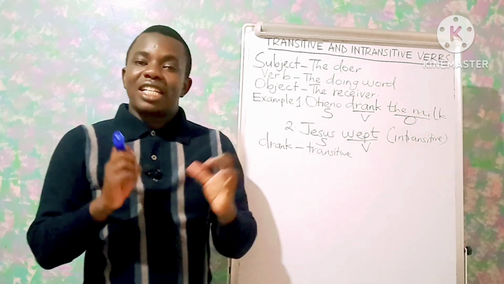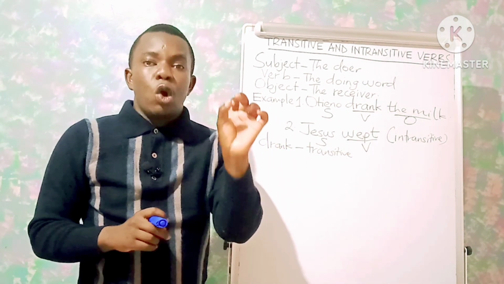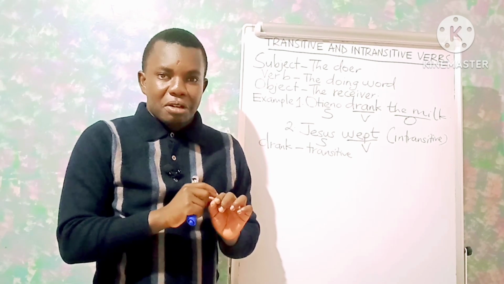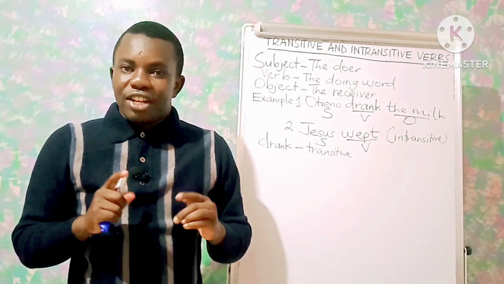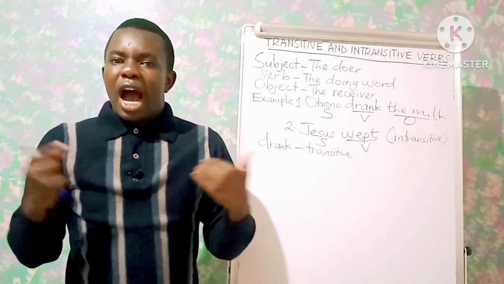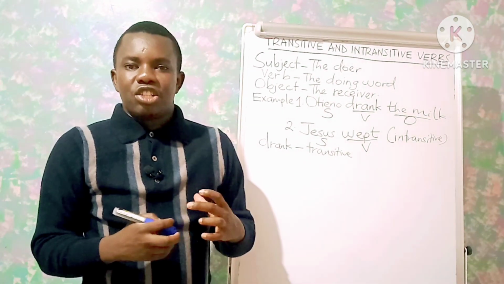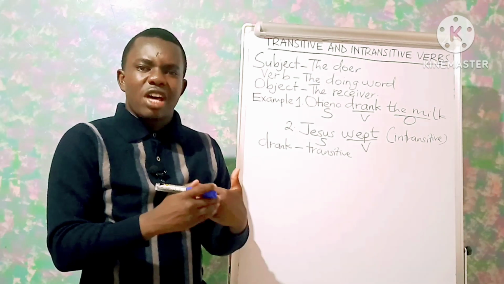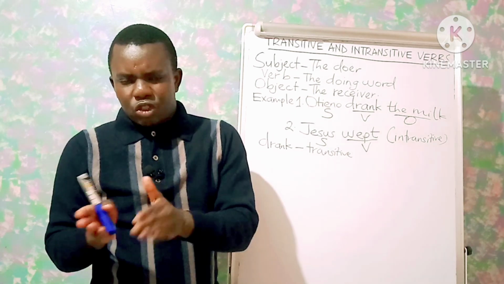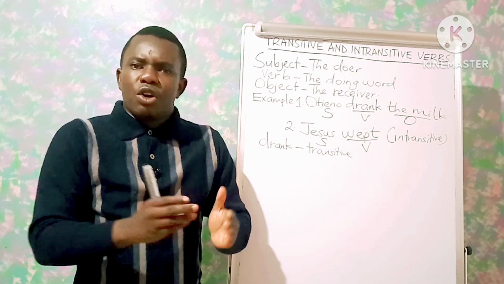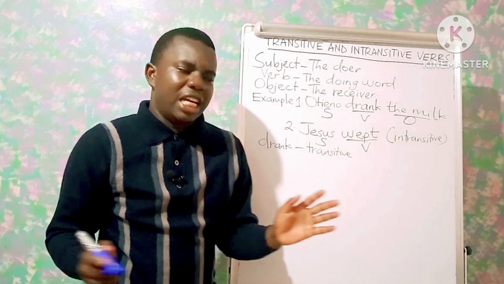There are other instances in which there could be words that follow a verb, but they can be mistaken as objects, but they are not. So you are asked to be keen to determine whether the words that follow a given verb are objects to make that verb transitive, or they are not the object that renders that verb to be intransitive.